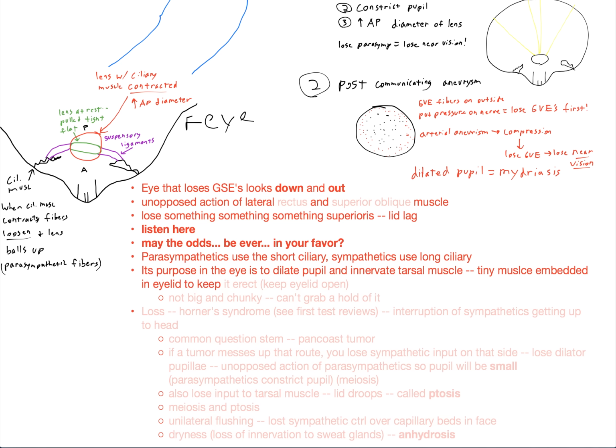It's not a big chunky muscle that you can grab a hold of like you can the other extraocular muscles. It's actually embedded in the eyelid itself. And it's under autonomic control to keep the eyes open. Think about it. You don't walk around all day keeping your eyes open. Right? Because it's an autonomic function.